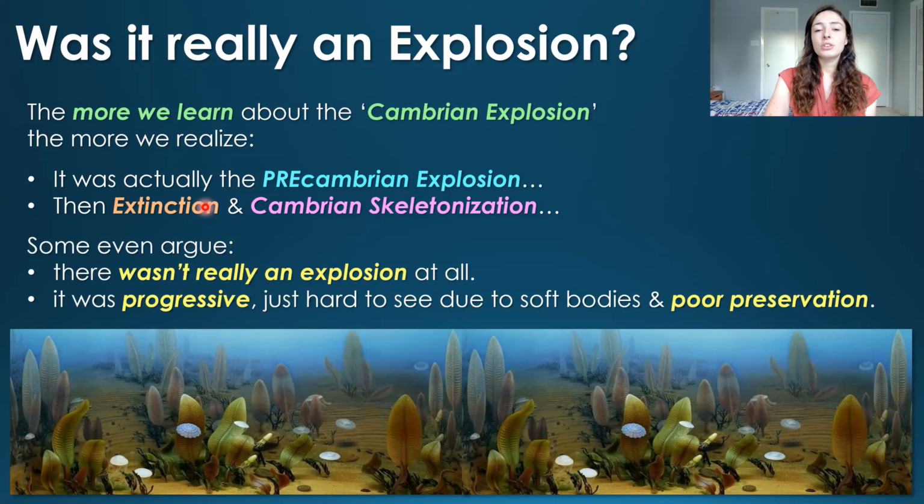And some even argue that there wasn't even an explosion, even before the Cambrian, when the soft-bodied organisms radiated, and that it was more progressive. It's just that due to all the soft bodies and poor preservation, it seems like in the rock record, once more hard parts and larger organisms started to evolve, those preserved better. But let's go through the information that we have, and you can decide for yourself whether it's an explosion or not at the end of the video.